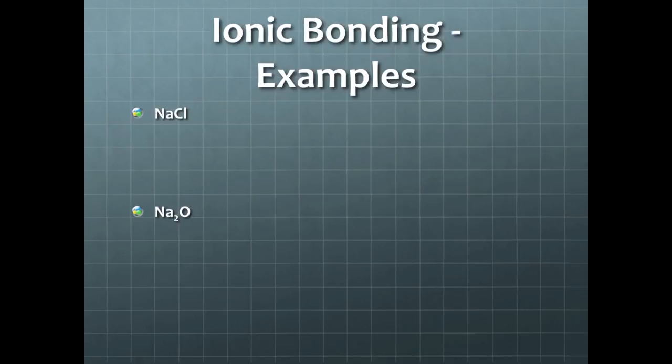So we're doing our Lewis dot structures. You want to start by drawing your Lewis dot structure for your individual elements. So if we're doing sodium chloride, we know that sodium is an alkali metal, and that alkali metals always have one valence electron. We know that chlorine is a halogen, and that halogens have 7 valence electrons.